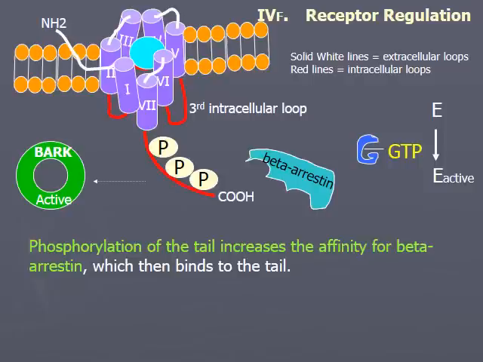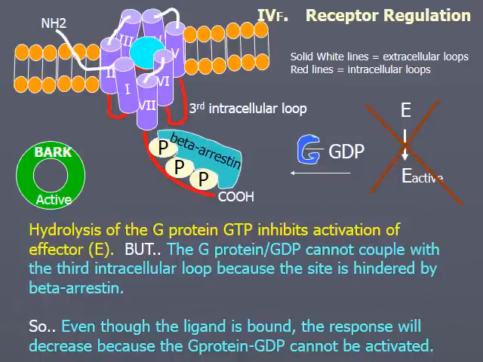So beta-arrestin has an affinity for the phosphorylated tail. And so beta-arrestin is going to come up to the complex, as so. And it's going to form a beta-arrestin phosphate complex that's now going to obstruct access of the G protein to the third intracellular loop.